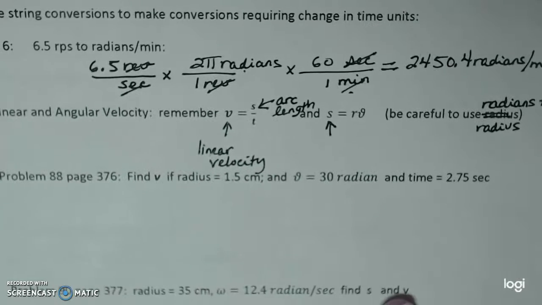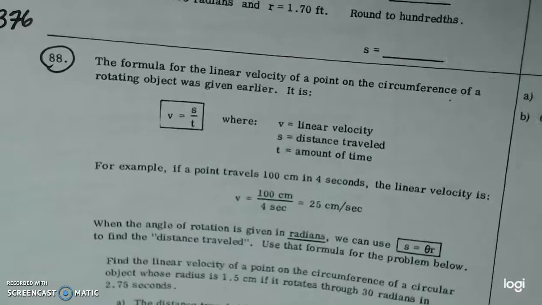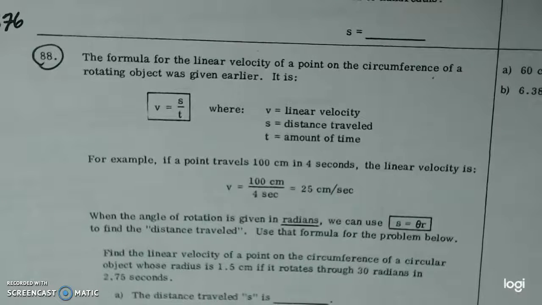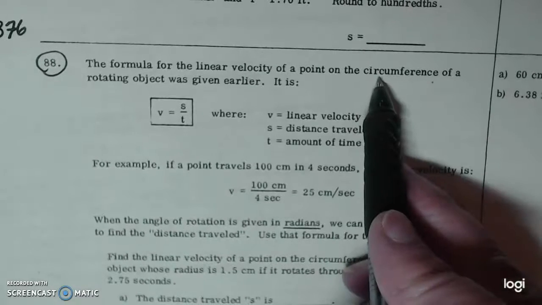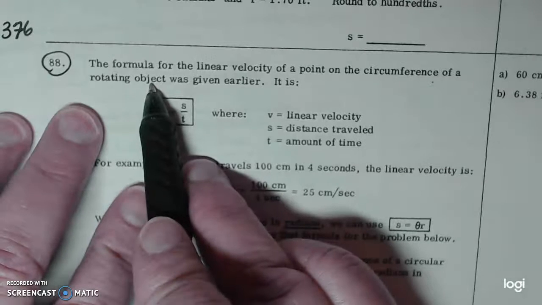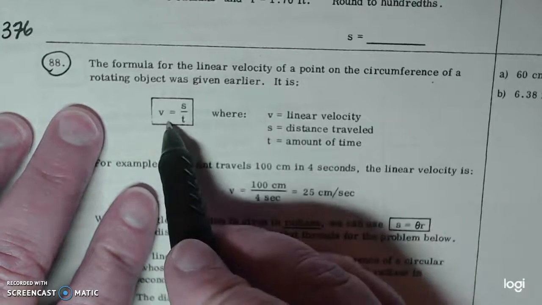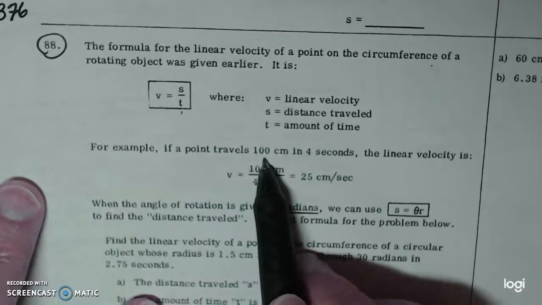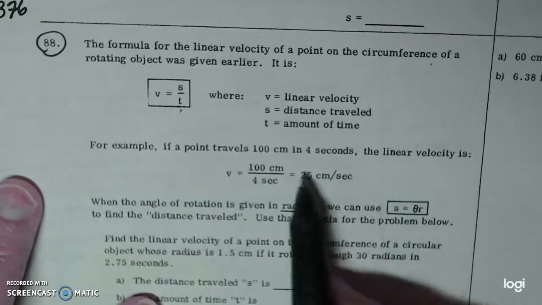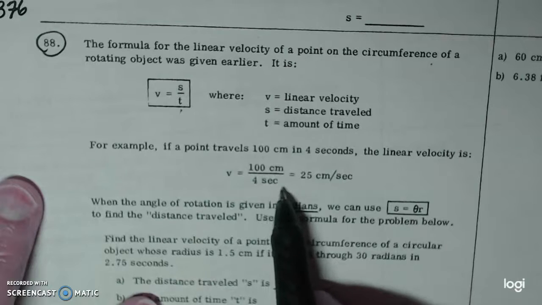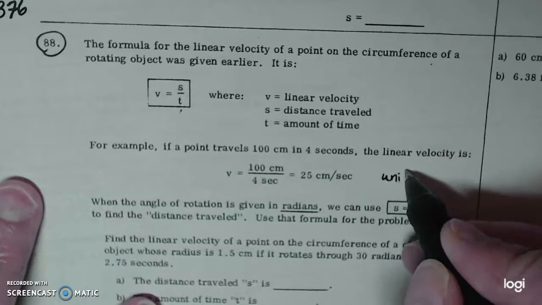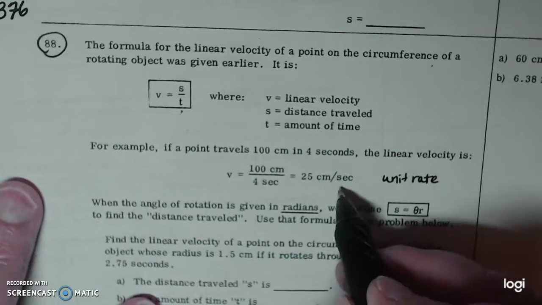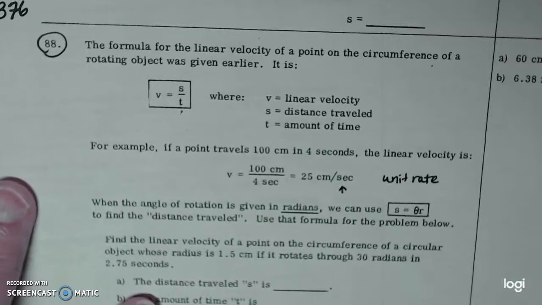So I'm going to turn us to problem 88 on page 376. Bear with me. Here we go. The formula for the linear velocity of a point on the circumference of a rotating object, so like a wheel, was given earlier. Velocity equals arc length divided by time. And so if a point traveled 100 centimeters in 4 seconds, the linear velocity is 100 centimeters divided by 4 to give you what we call unit rate. And that's where the time has to be a unit of 1, 25 centimeters per second.